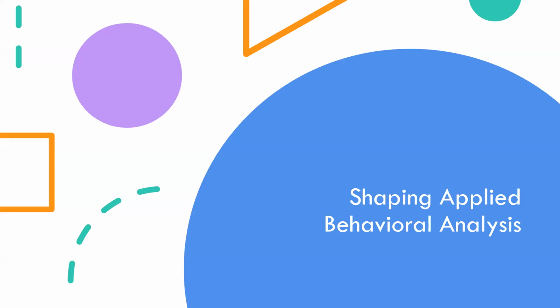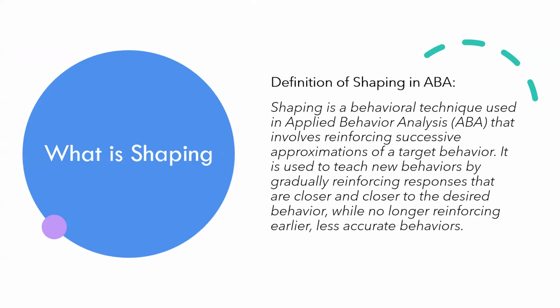Today we're going to talk about shaping. So what is shaping? Shaping is a behavioral technique that we use in applied behavioral analysis that involves reinforcing successive approximations of target behavior. It's used to teach new behaviors by gradually reinforcing responses that are closer and closer to the desired behavior while no longer reinforcing earlier or less accurate behaviors.